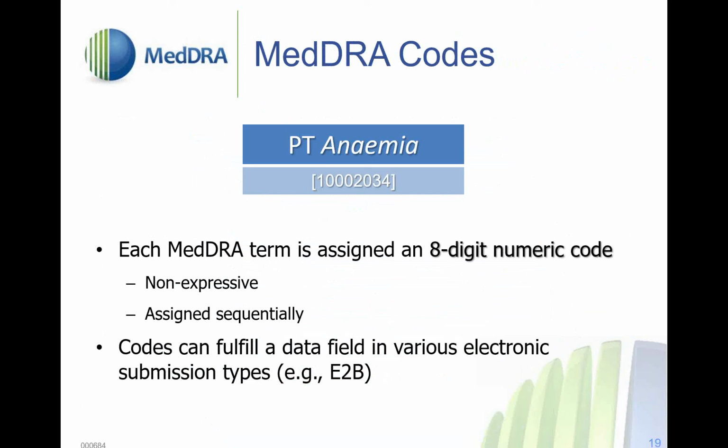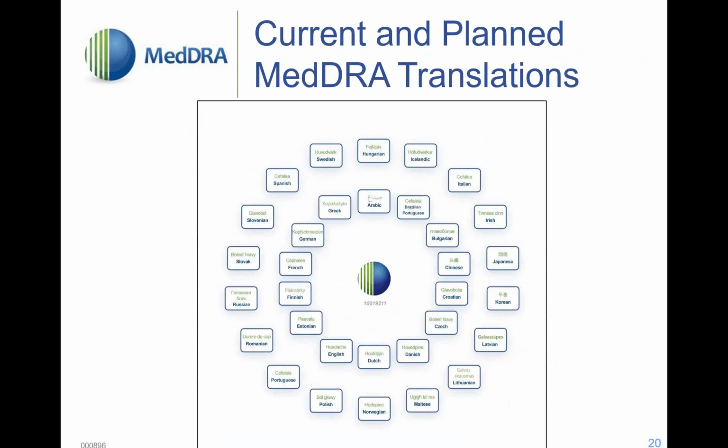So anytime a new term is added to MedDRA, regardless of the level, the next 8-digit numeric code that is available gets assigned sequentially. The only difference is really in the numbers: if it starts with a 1, then it's part of the MedDRA terminologies, LLT through SOCs. And if it starts with a 2, then it's an SMQ, a standardized MedDRA query term. And part of the functionality of these numeric codes is to be used in various electronic submission types like the E2B, as many of you are familiar with. And like we said, these numeric codes are identical no matter what language of MedDRA you're using.